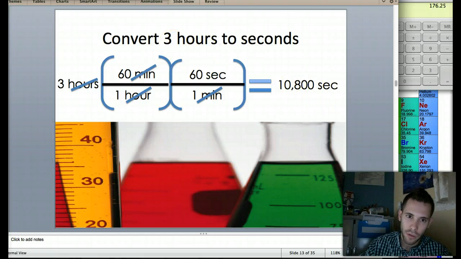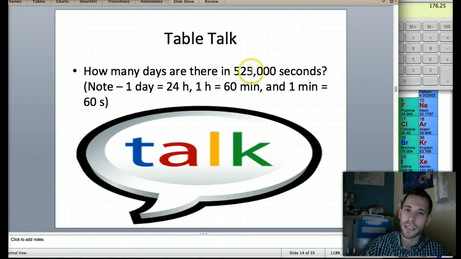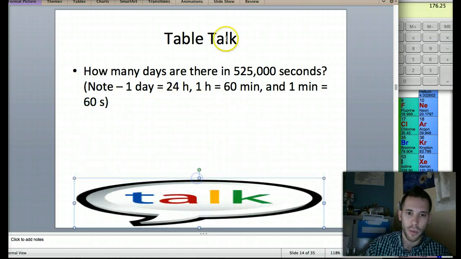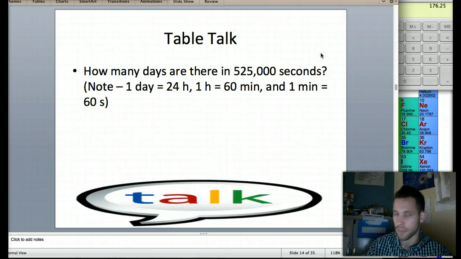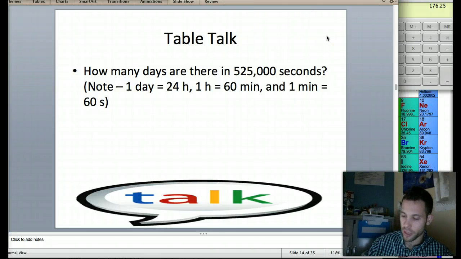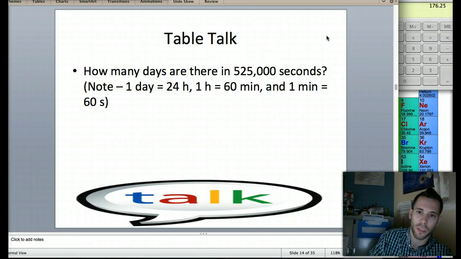If you're still a little confused, give this one a shot right here. How many days are there in 525,000 seconds? And remember that 1 day equals 24 hours, 1 hour equals 60 minutes, and 1 minute equals 60 seconds. I'm going to give you a little bit of help by helping you set this up. The first thing you want to do, make sure you know your conversion factors and you know what you're starting with and what you want.